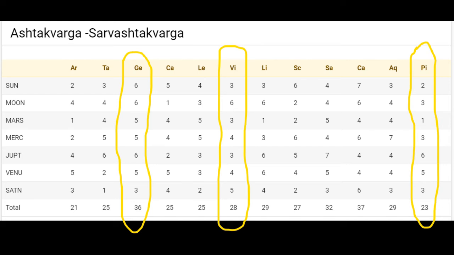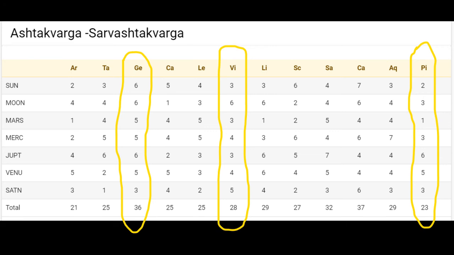Also, we can see that Jupiter gives just 3 points for the Virgo sign, which is the second house of savings. So he cannot save that much when Jupiter is transiting his second house, but it is giving very good numbers for the eighth house of unearned inheritance. When Jupiter passes through the eighth house, he will earn a good amount of inheritance. Jupiter has the capacity to give inheritance for this person.